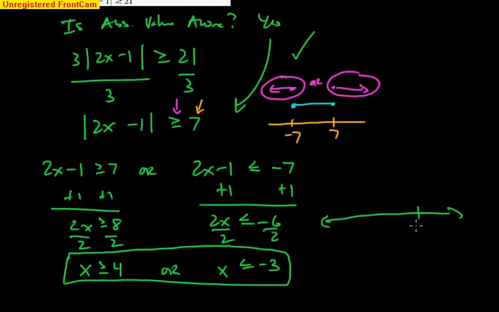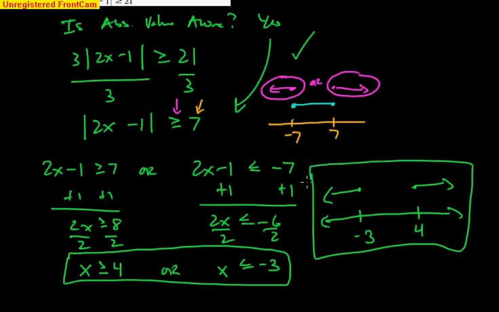We have 4 here, negative 3 here. They are equal to, with the 4 we go to the right. With the negative 3 we go to the left. And there's our graph. Still separate. So really think about that inequality symbol before you break it apart, because it's either the in-between case or it's the outside case. This was the outside case.